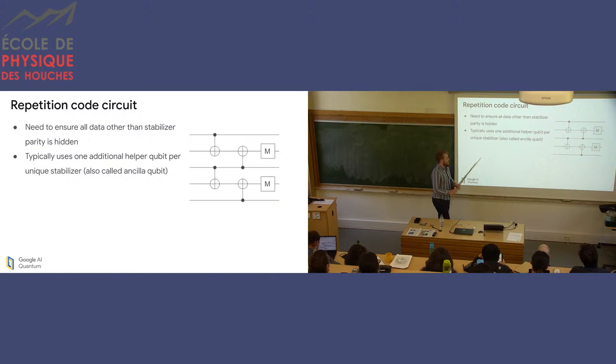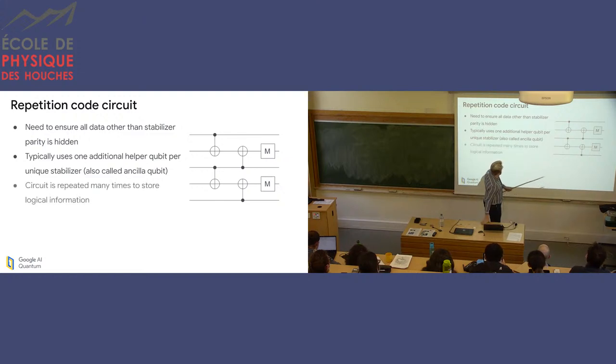And so the way we do this is we use a helper qubit, commonly called in the literature an ancilla qubit. And what this thing does, so this is this circuit here. Sorry, yeah. So what this circuit does is I prepare this helper qubit in the zero state.